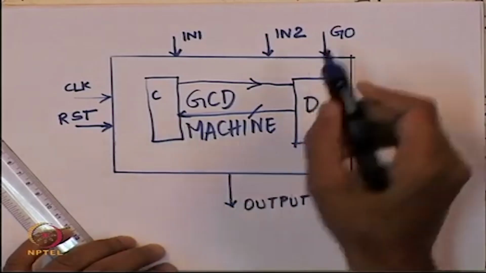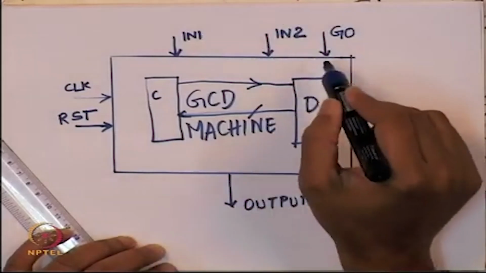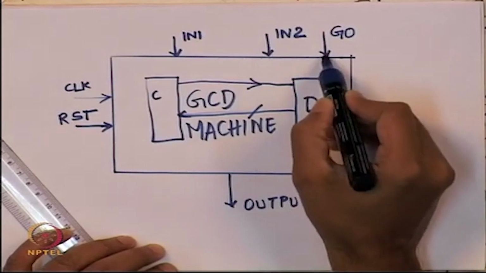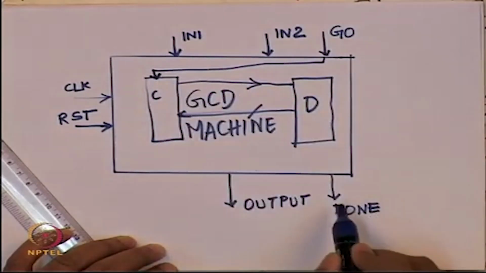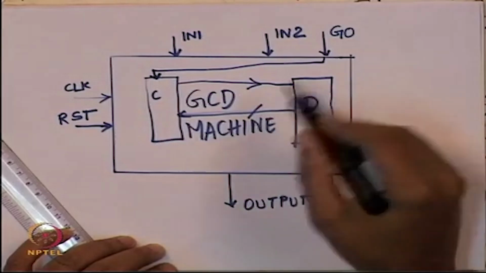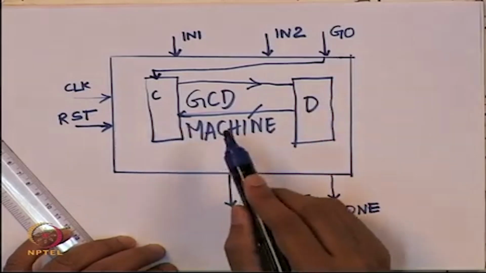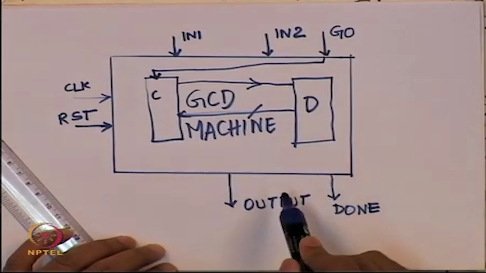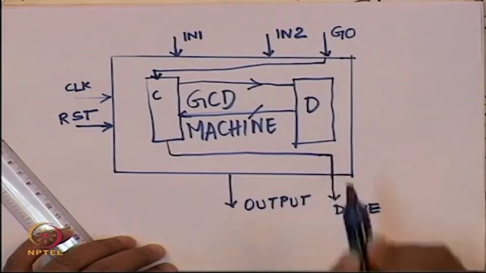and this go and done are coming from the external world. Remember, the go is coming from the external world, it is not coming from the data path. So, go should somehow be given as input to the controller, and this done, once everything is done, the GCD machine is going to tell the controller that A is equal to B. At this point the output register is correct. So, the done signal should come in turn from the controller.